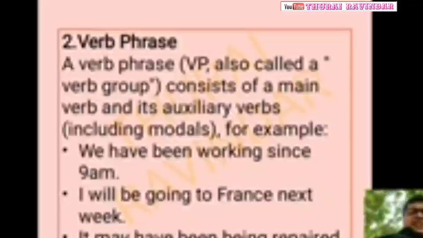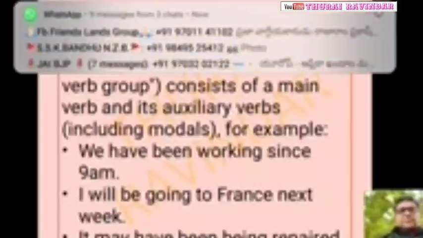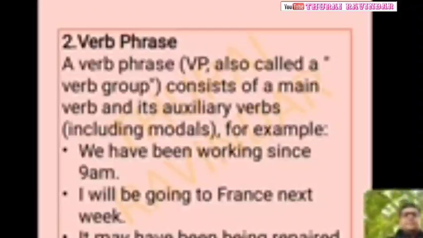I will be going to France next week. It may have been being repaired. So these are examples of verb phrases. Okay. Once again, I will try to repeat it for you.